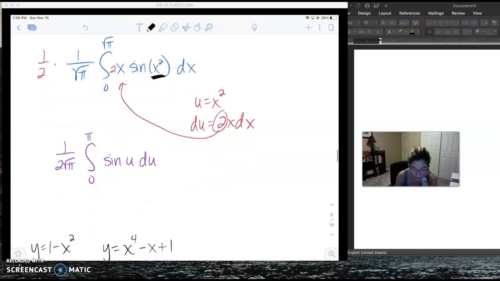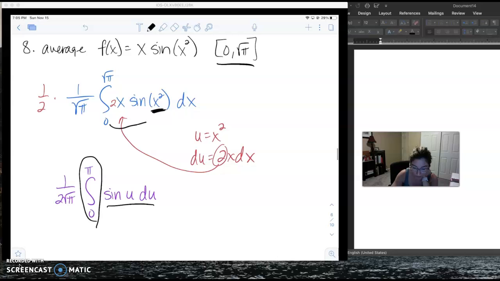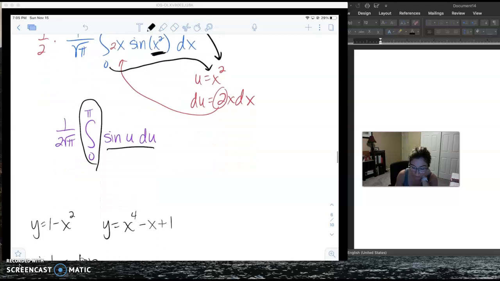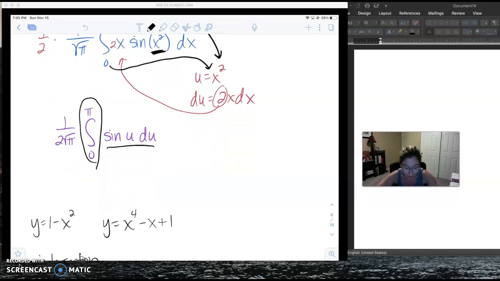When I substitute in my u, I end up with a new integrand of sine of u du. And so the antiderivative of sine of u is negative cosine of u. And then again, you can change to u limits if you would like to. If you plug in a 0 here, 0 squared is 0, so that kind of stays the same. If I plug in the square root of pi, the square root of pi squared, the square and the square root cancel, and I'm just left with pi. So now you can integrate and evaluate from 0 to pi just using your u's.